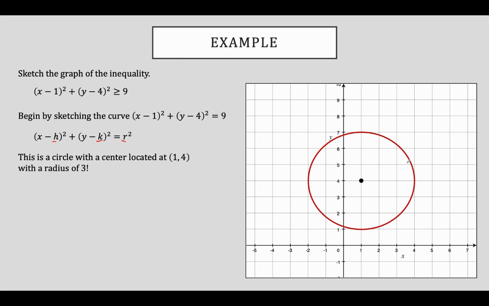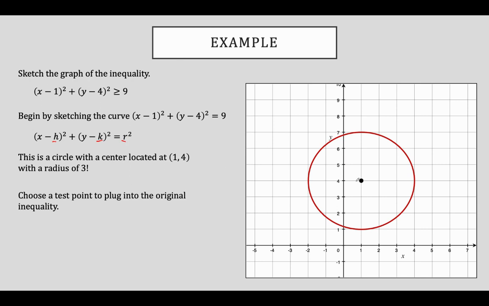Now, after we draw our line, or our curve in this case, and notice I used a solid line as opposed to a dotted or dashed line because this has the equal to part associated with it. Next, we choose a test point to plug into the original equation. Now, the origin is always an easy test point to choose. However, if you're working with circles, there is one other point that is even easier than plugging in the origin, and that point is actually the center of the circle.